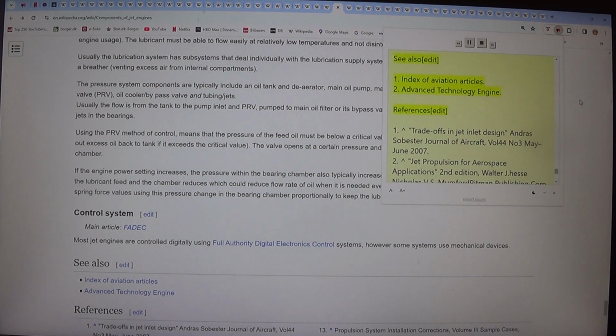See also: Index of aviation articles, Advanced technology engine. References.